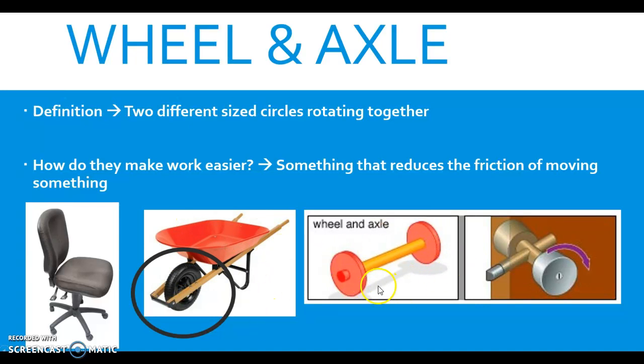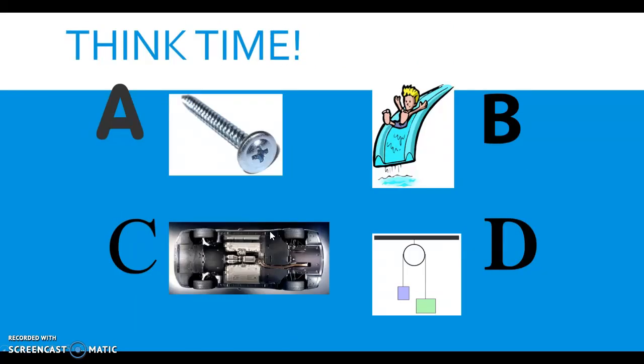And here we have another instance. We have a rod, which is the axle part, and the wheels. And again, here's another example. In a door, our doorknobs are an example of a wheel and axle. We're going to actually see the wheelbarrow come in because we're going to see another type of simple machine in the wheelbarrow. So now it's again think time.